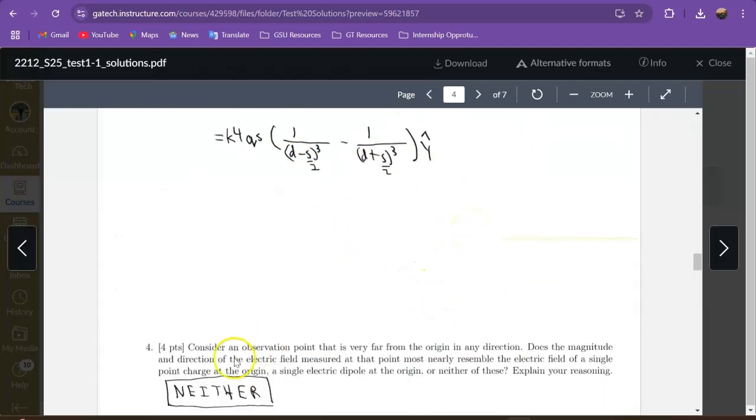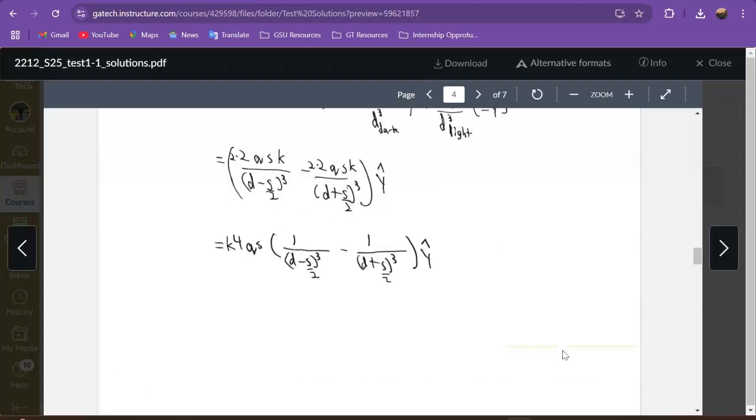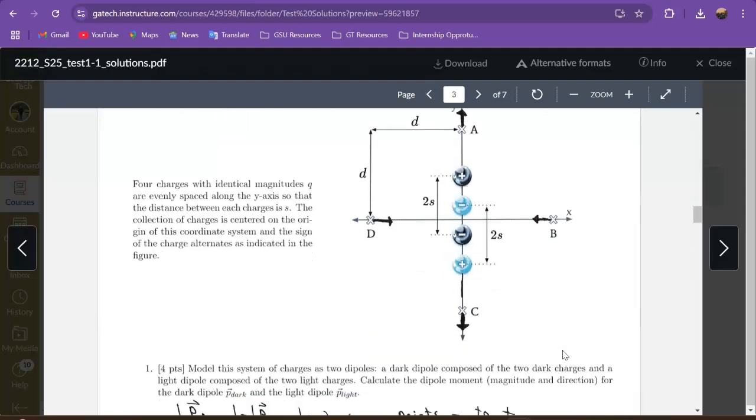And then we're asked, considering an observation point that is presumably infinitely far away from the origin in any direction, does the magnitude and direction of the electric field resemble a point charge or a dipole electric field? And this is another thing that I asked just for clarification at office hours. And I was told that this is a quadrupole.